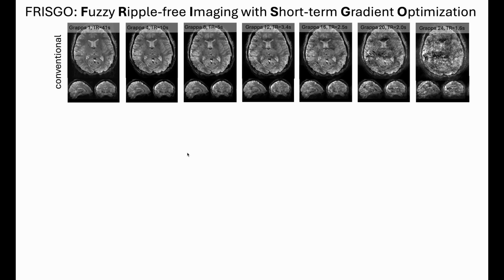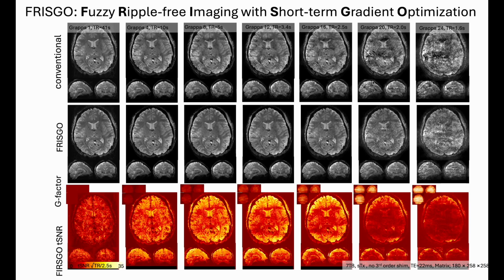Combining all these three strategies now, unplugging third-order shims, using short-term eddy currents, and doing this dual polarity calibration then gives us a method that we call FRISGO, fuzzy ripple-free imaging with short-term gradient optimization. And we can see how effective this is by looking at the same dataset that I showed you at the beginning with the different Grappa values. Namely, you can see that it nicely cleans up most of these artifacts very efficiently.